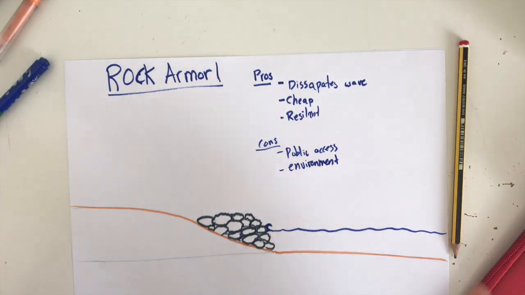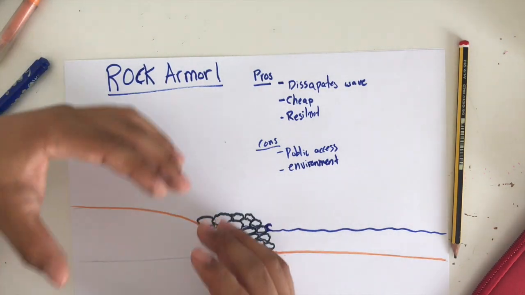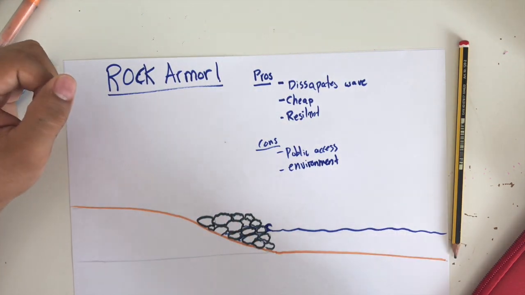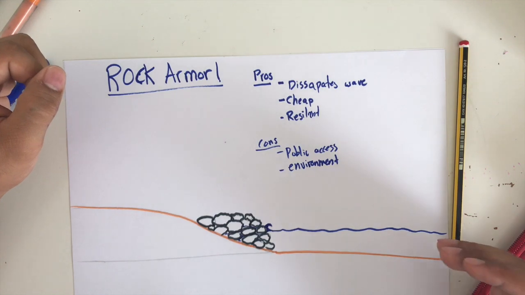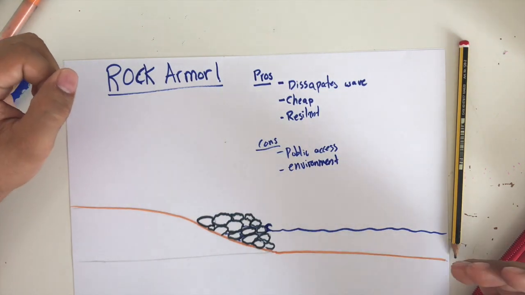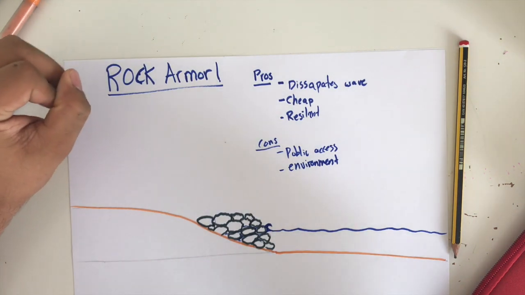Due to time restraints, the last hard engineering method we'll talk about is rock armor. Rock armor, or riprap, is basically large boulders huddled together in front of the beach or the cliff that you want to protect from wave energy. The way it works, it dissipates wave energy through the use of these rocks. And it's very cheap and it's resilient, especially because it's rocks, and it can also become a natural coral reef over time.